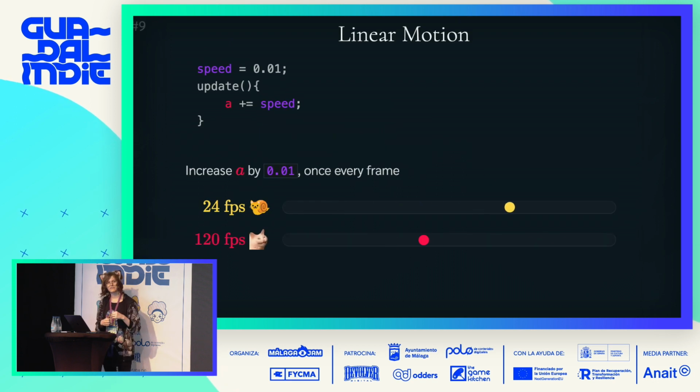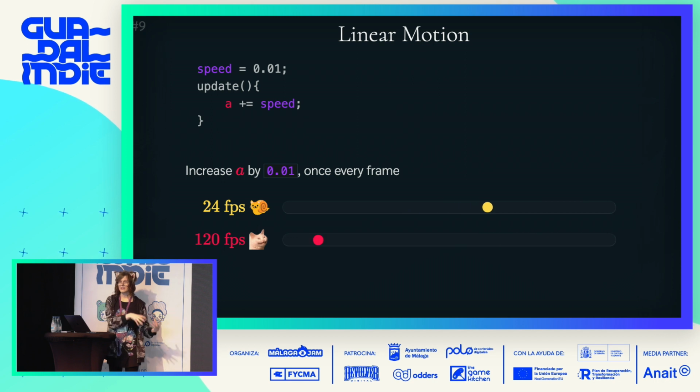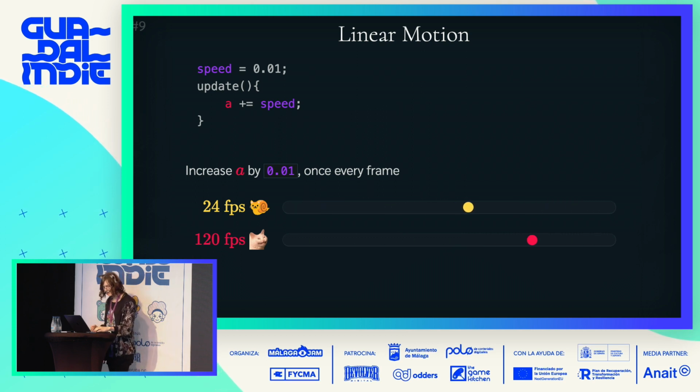But you send it to your second friend. And for your second friend, it just goes 5 times as fast. And you can imagine, if this is your player character, like this is the movement speed of your character, it feels a little bit unfair that your second friend gets a much faster character, you know?